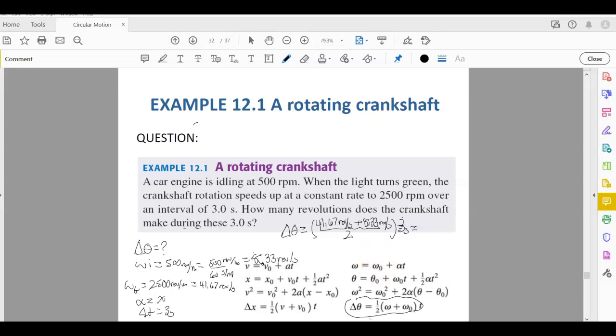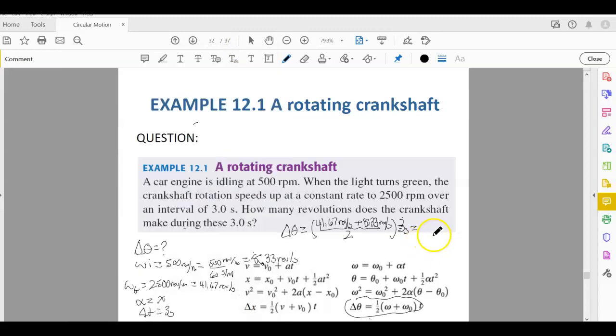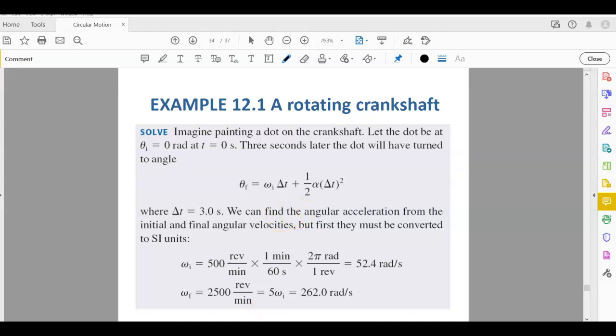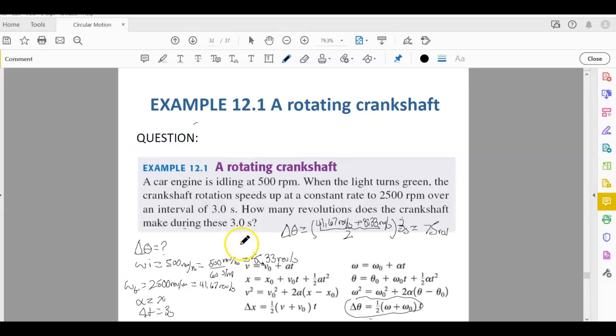So the way we're doing it, I think, is a little bit easier, because we're not stopping off and finding out what the angular acceleration is. Divided by 2 times 3 equals 74.99. So basically 75. So this looks like it's going through 75 revolutions over that 3 seconds. Let's just check real quick. There we go. Yeah, and he got 75 as well. So I think the way we're doing it is pretty simple. It gets to the point.